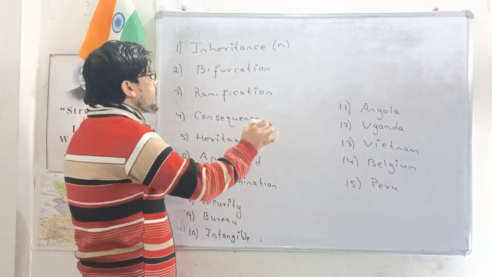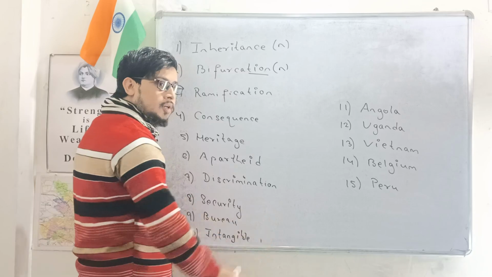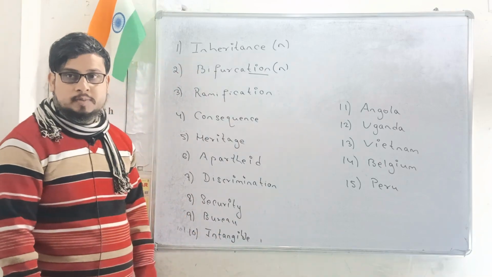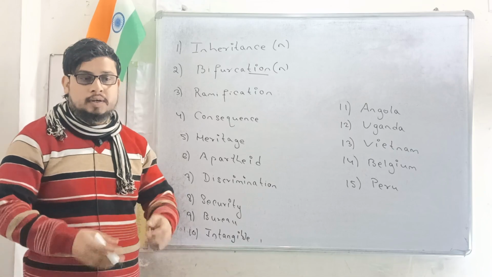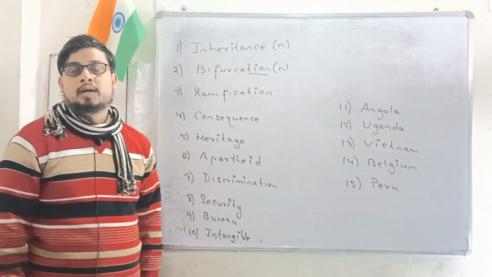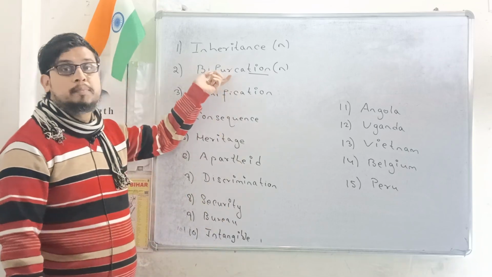Bifurcation. Since this word carries the suffix at the end, it becomes a noun as a part of speech. Bifurcation means the process of division. The process of being disintegrated is called bifurcation.